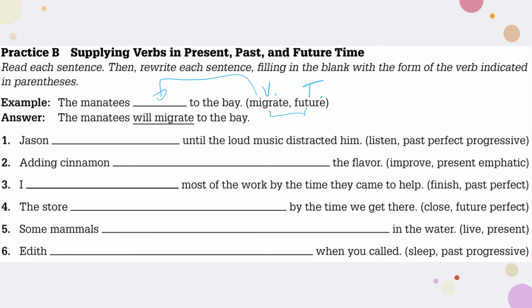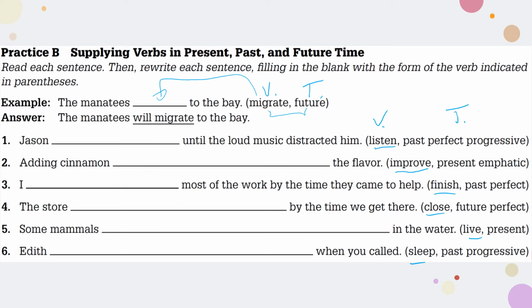So those are the verbs: listen, improve, finish, close, live, and sleep. And beside them there are the tenses. Okay, so verb and tenses, that's what I said before. Okay, pause the video, do the exercise, then play the video and check your answers.